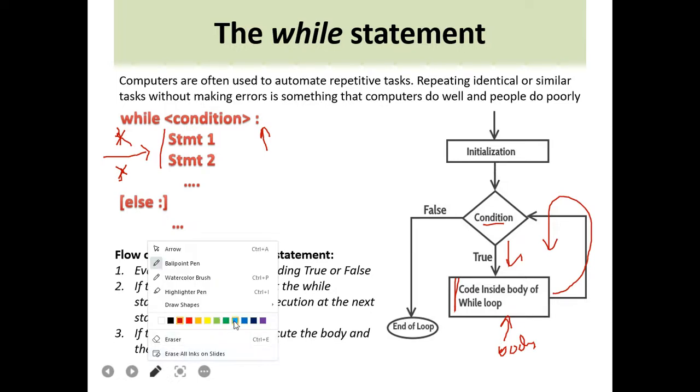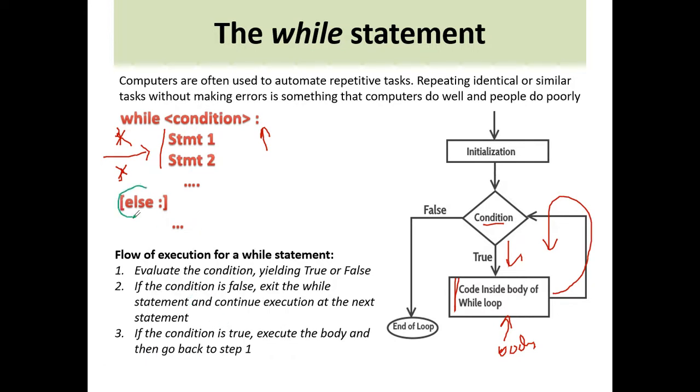The new thing for Python is the else part. You remember the else part comes with if. But in Python, the else part can come with a loop also, meaning while or for. So what is the purpose of this else part? This part will only be executed after completion of the loop, after the condition becomes false. I have already written it here.